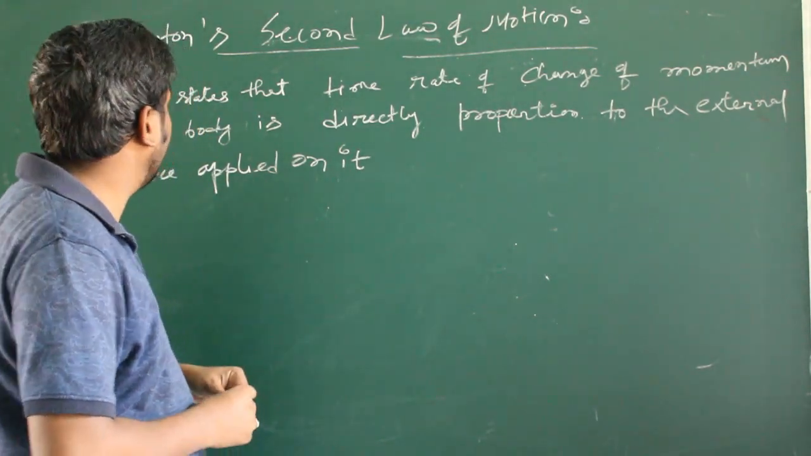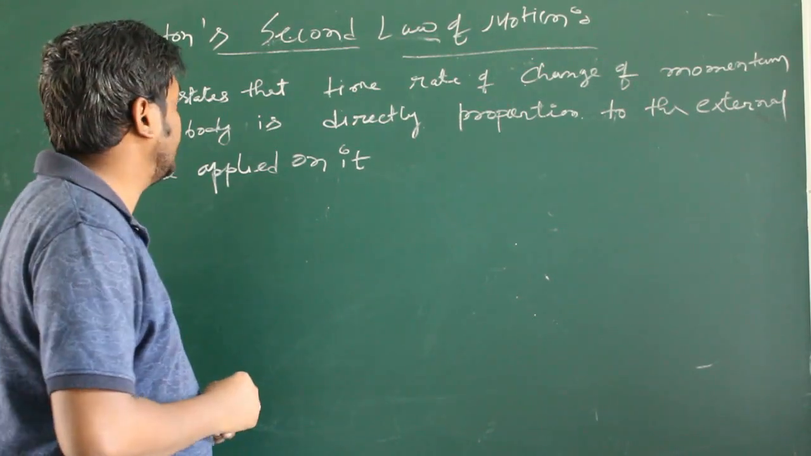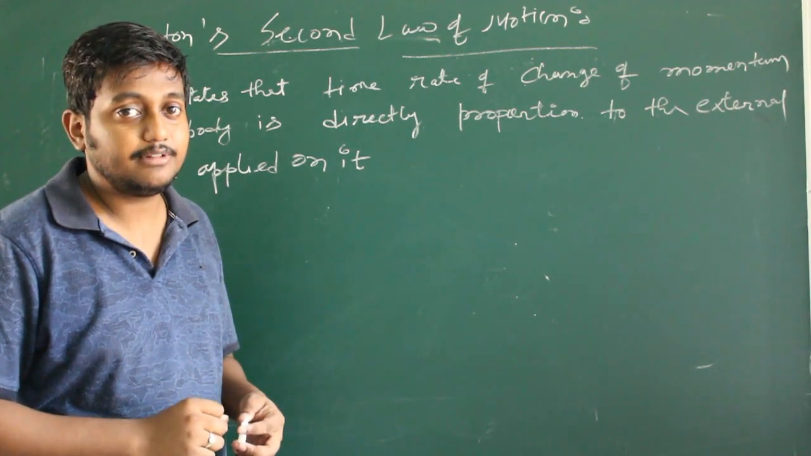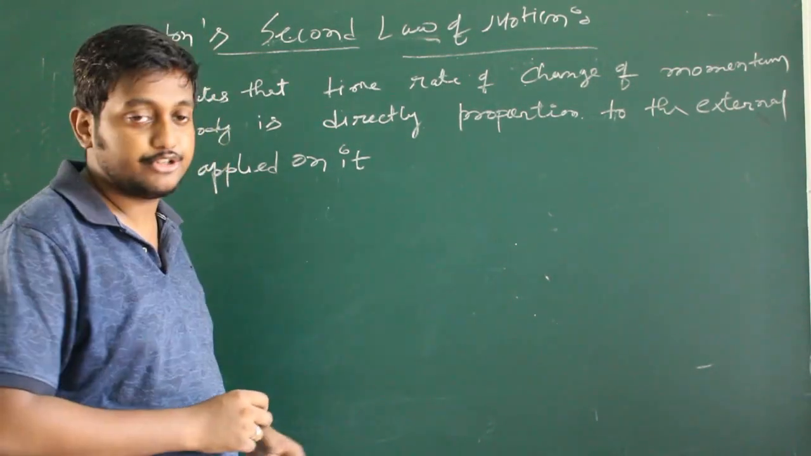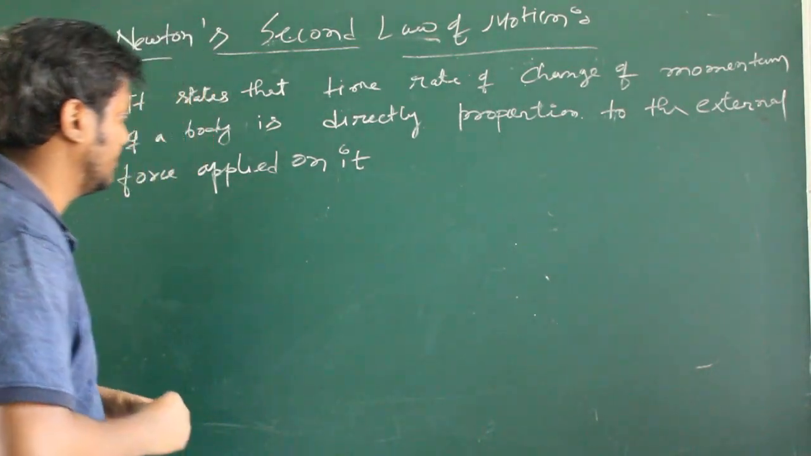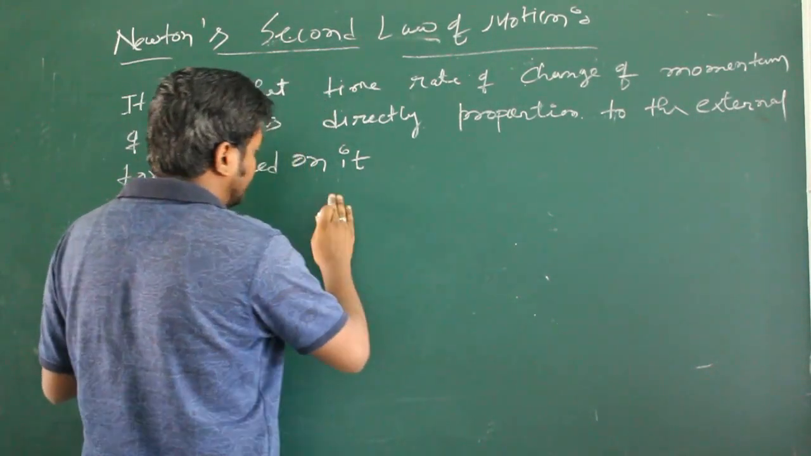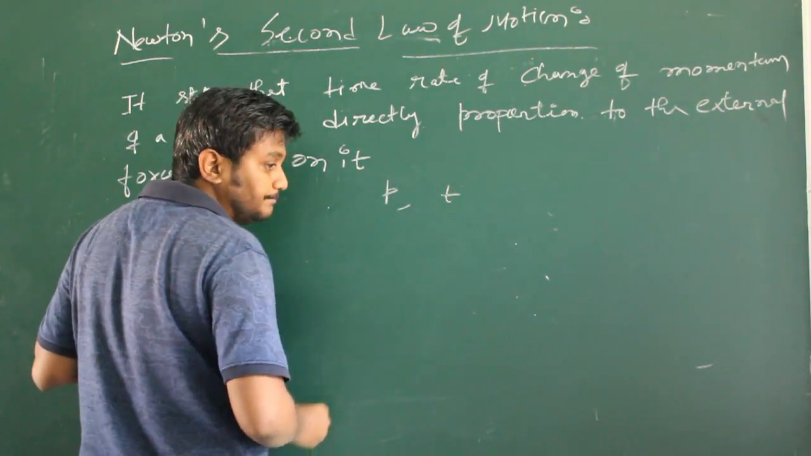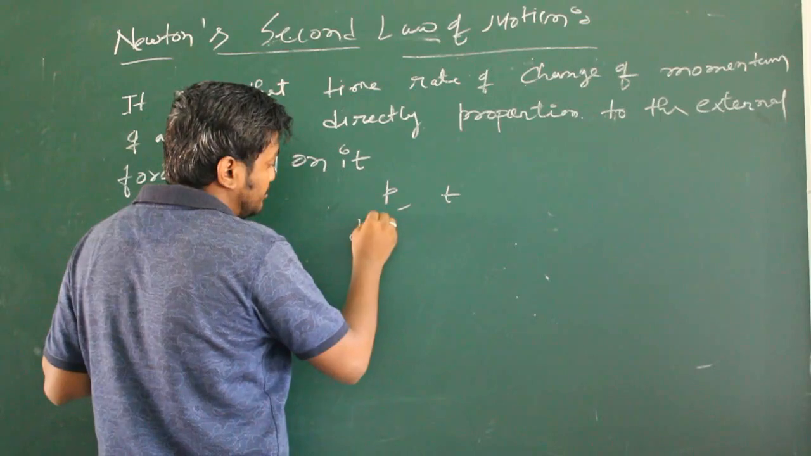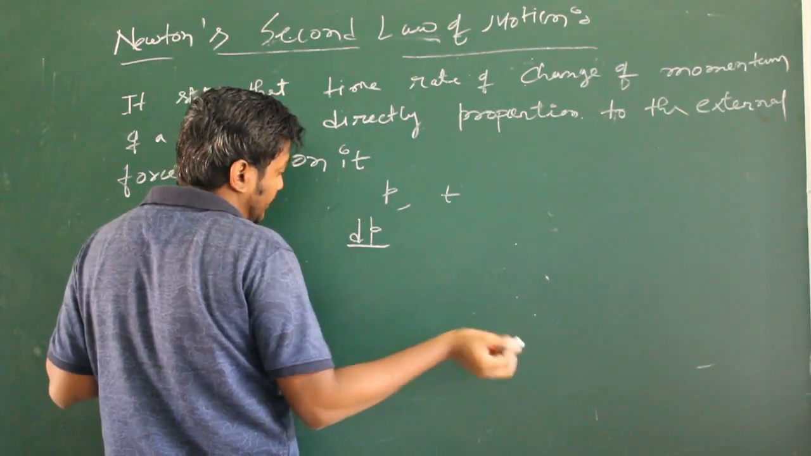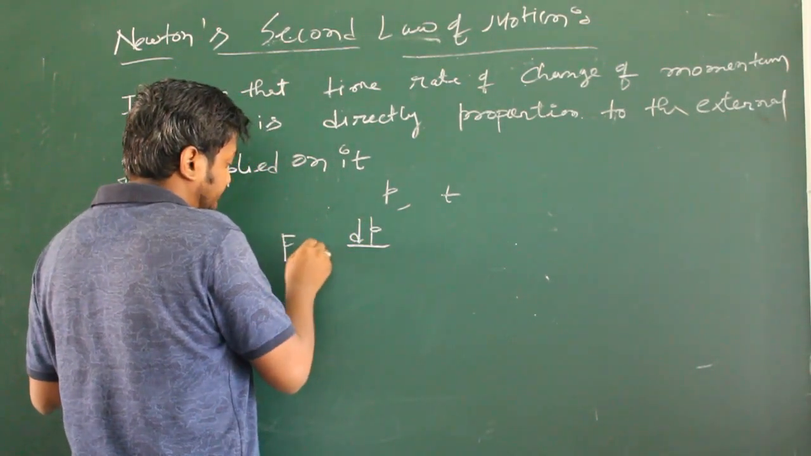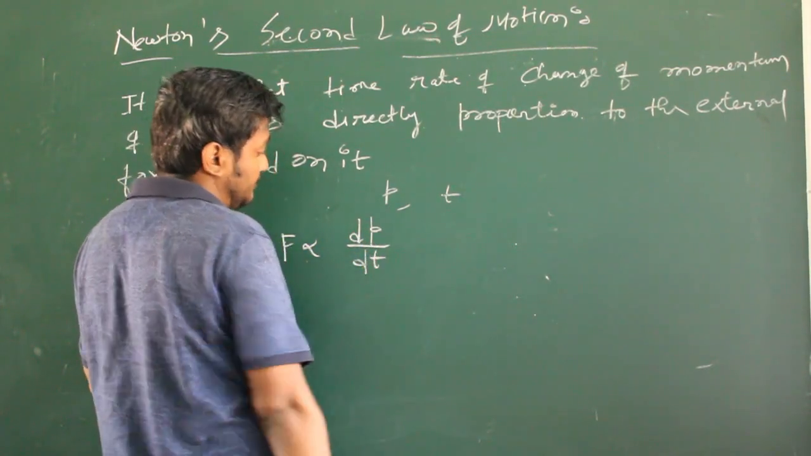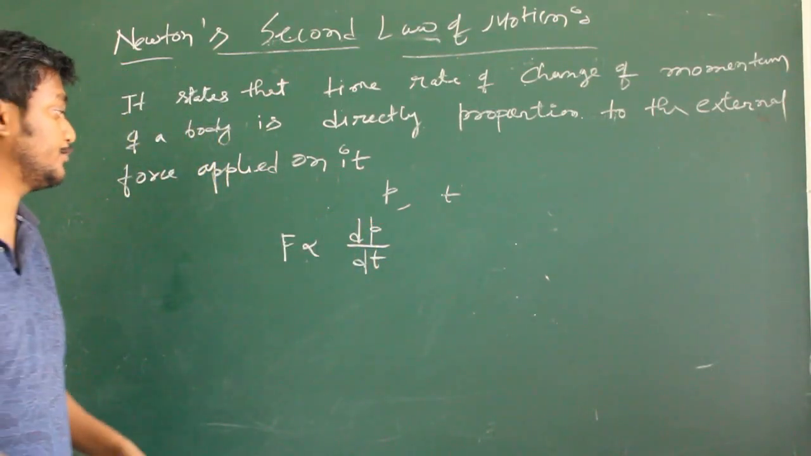Okay, so the time rate of change of momentum is directly proportional to the external force applied on it. Now I will derive this equation, the equation of force. That means the time rate of change of momentum. Suppose p is the momentum and t is the time taken. So the time rate of change of momentum with respect to time, I will discuss using differentiation.